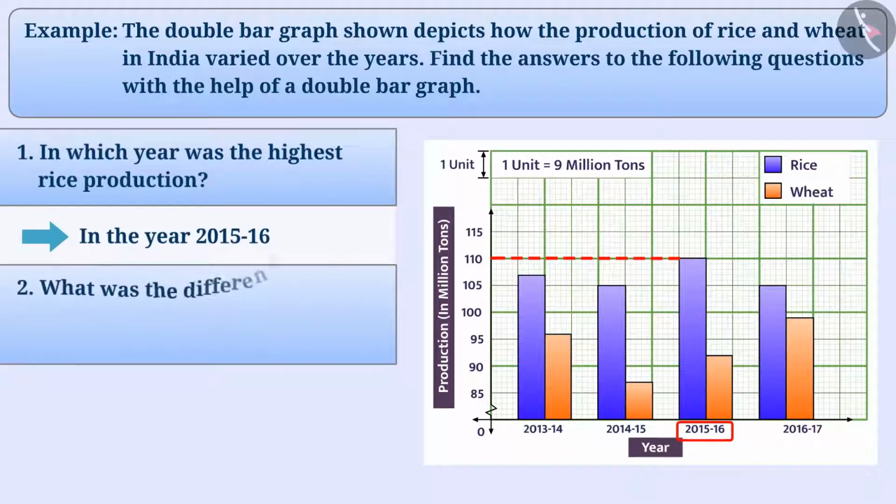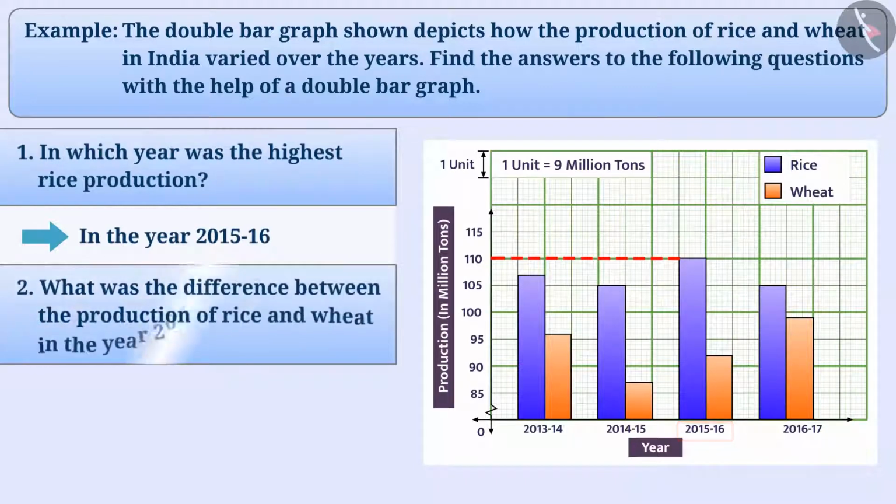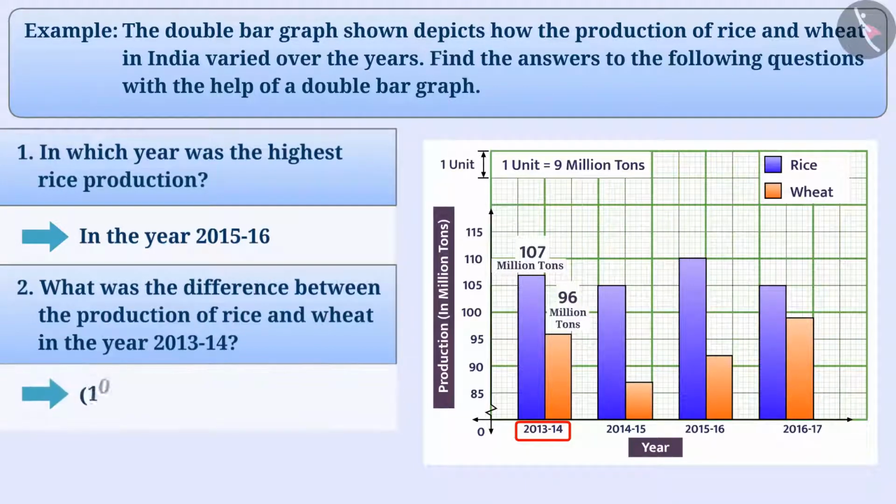What was the difference between the production of rice and wheat in the year 2013-2014? We see that in the year 2013-2014, rice production is 107 million tons and wheat production is 96 million tons. There is a difference of 107 minus 96 million tons, that is 11 million tons in the production of both.